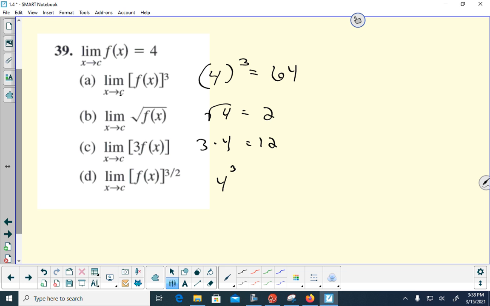And I'm raising 4 to the 3/2 power, which means I'm taking the square root of 4 and raising that to the 3rd power, which will be 8. And that's how I do those ones. The reason why I didn't need a c is because this is equal to a constant.